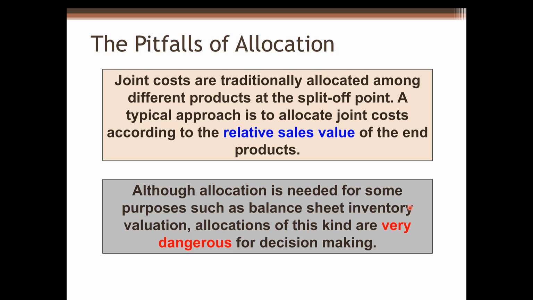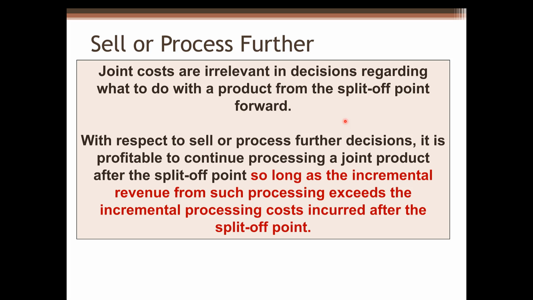Although allocation is needed for some purposes, such as balance sheet inventory valuation, allocations of this kind are very dangerous for decision-making. To make a sell or process further decision, joint costs are irrelevant from the split-off point forward. As long as the incremental revenue from processing further exceeds the incremental processing costs incurred after the split-off point, it's profitable to continue processing a joint product after the split-off point.